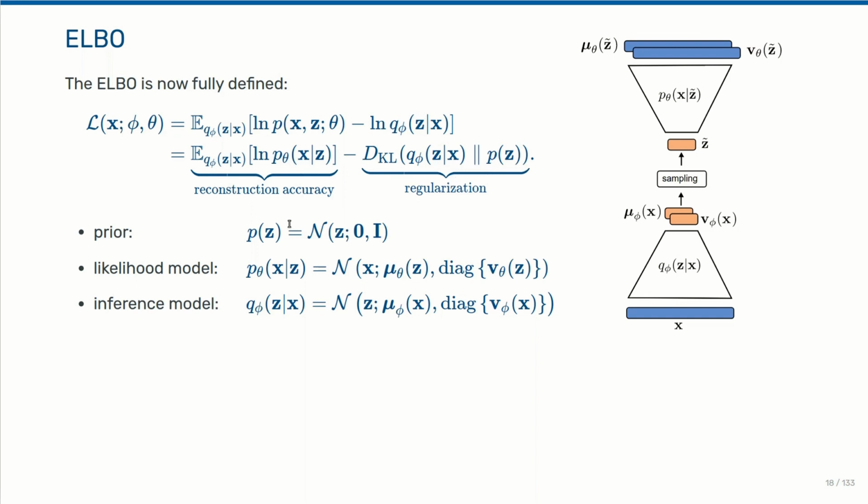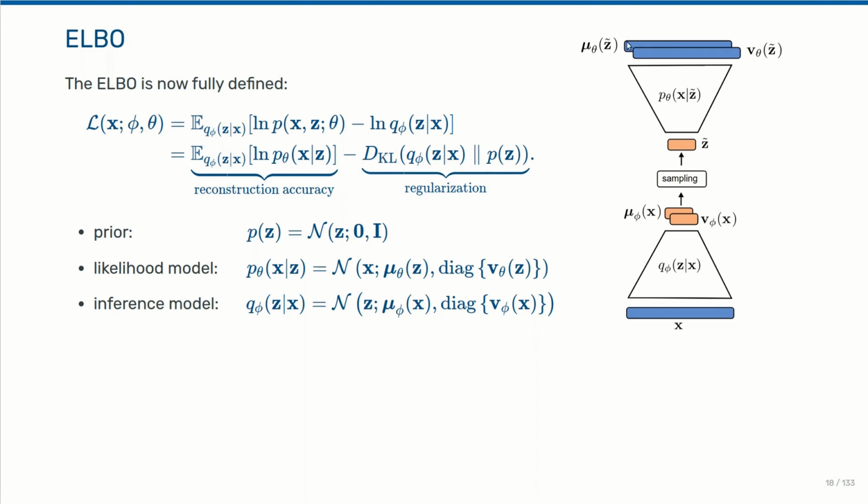Just as a reminder, we have a prior of Z that is a standard normal distribution, a generative model which computes the parameters of the multivariate Gaussian distribution on X from the input Z, and the inference model, which is the opposite, computes the parameters of the multivariate distribution on Z from the observation X.